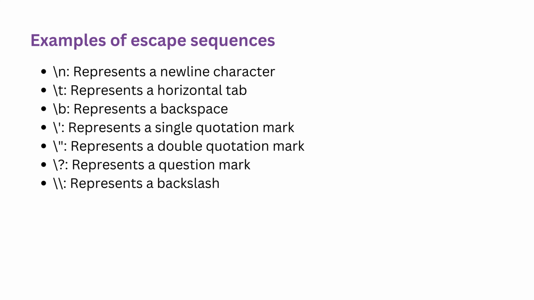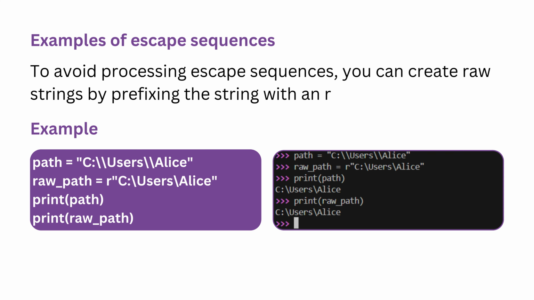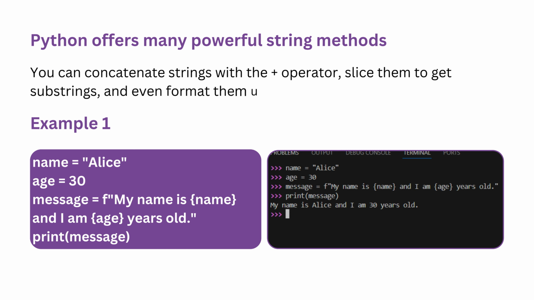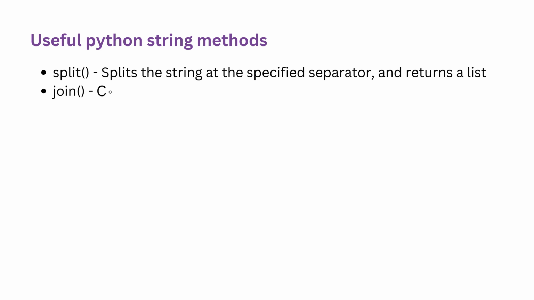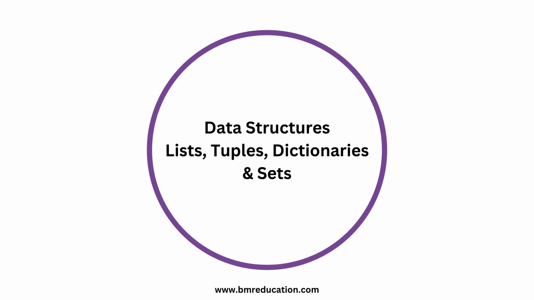And if you need to avoid processing escape sequences, you can create raw strings by prefixing the string with an r. Python offers many powerful string methods. You can concatenate strings with the plus operator, slice them to get substrings, and even format them using f-strings or the format method. Other useful methods include split, join, upper, and lower, all of which let you manipulate text data with ease.